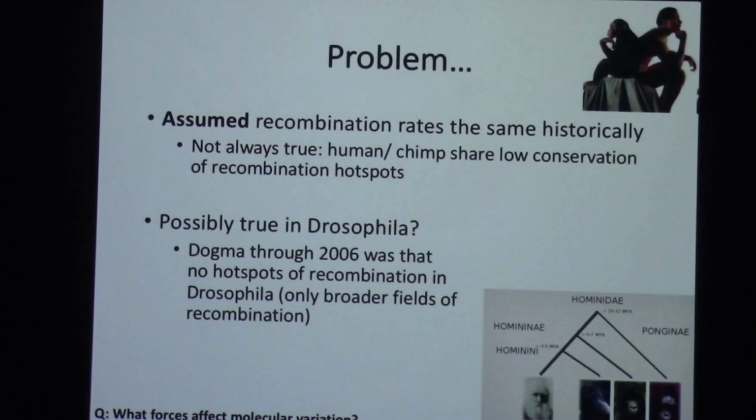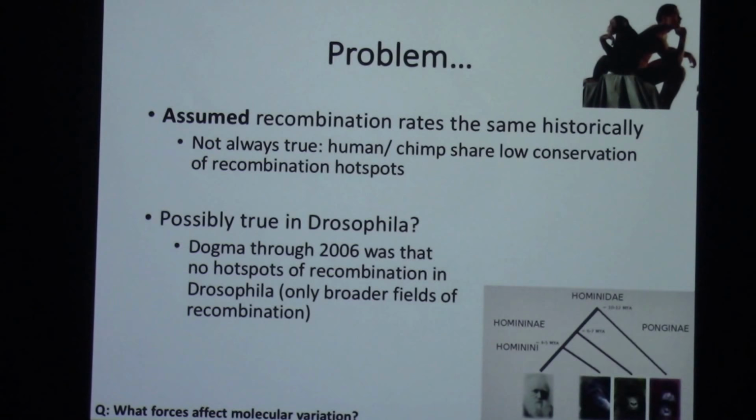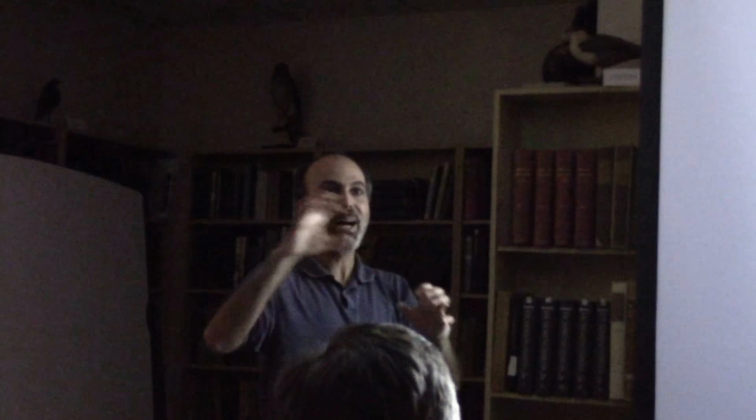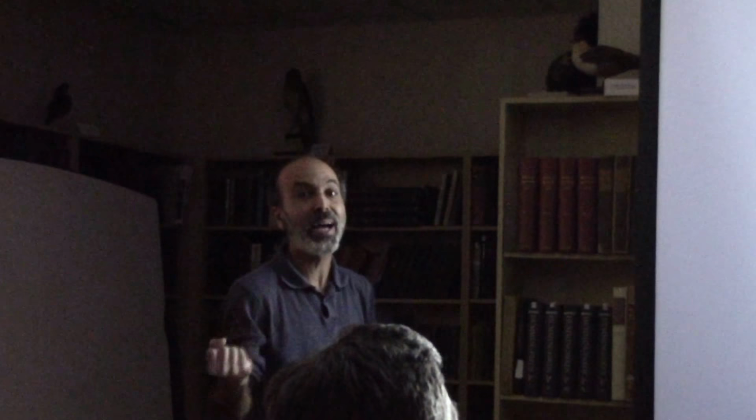So there are some problems with these past studies that caused us to decide to look into this. First, they tended to assume recombination rates are the same historically. For the study I showed you from Begun and Aquadro, all the recombination data they had was just from melanogaster. Now imagine if recombination rates change over evolutionary time. Then, even if recombination is causing mutations, the areas that are high recombination now in melanogaster may not be high in simulans, so those may not be the areas of highest divergence between those two species. And we know that recombination rates are not always the same.